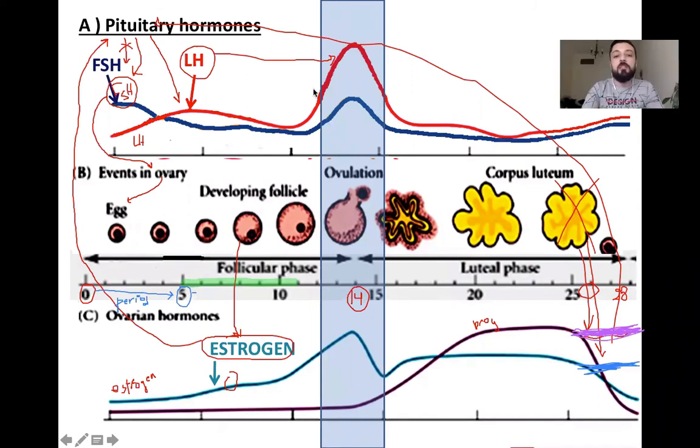So I'm going to label these days with a red line, meaning they are dangerous days, risky days. So day 11, 12, 13, 14. If you deposit your sperms anytime starting from day 11, your sperms might survive till day 14, and fertilization would take place at day 14.